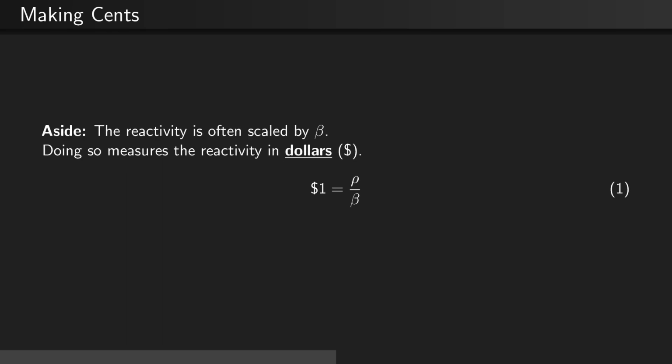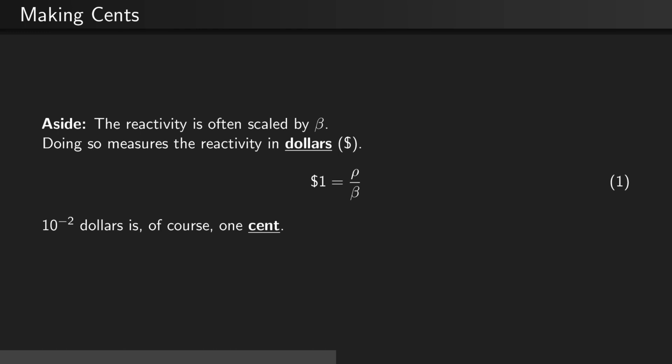As a brief aside, it is important to note that the reactivity is often scaled by the delayed neutron fraction. Doing so measures the reactivity in units of dollars, such that $1 equals the reactivity divided by the delayed neutron fraction. Of course, 1/100th of a dollar is 1 cent.